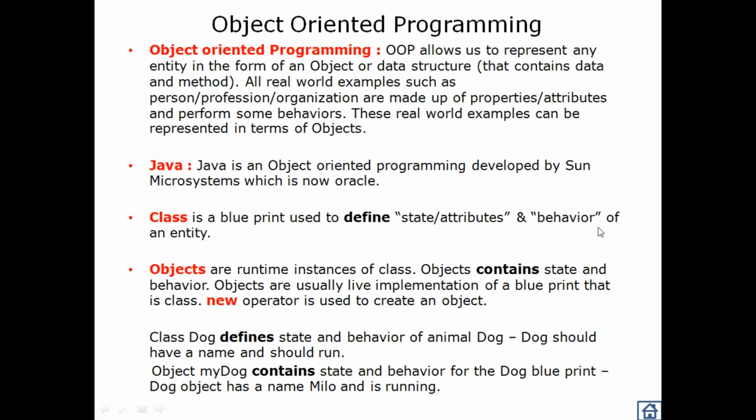Alright, so let's see what is object-oriented programming. Object-oriented programming, abbreviated as OOP or OOPS, allows us to represent any entity in the form of an object or data structure. All real-world examples such as person, profession, organization are made up of properties and attributes and perform some behaviors. These real-world examples can be represented in terms of objects.